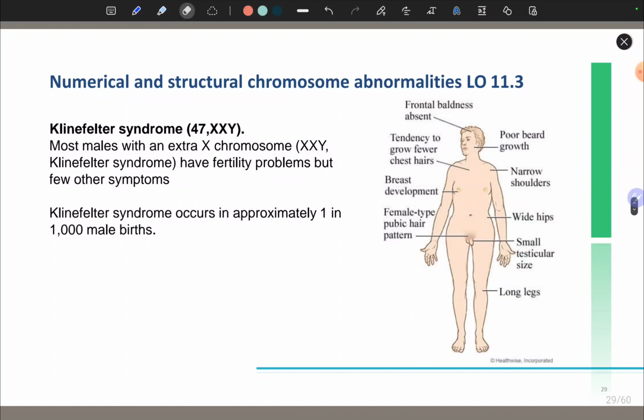Abnormalities in the extra chromosomes in the male, we call it the Klinefelter. This is one example. They are big guys, usually most males with extra chromosomes. Klinefelter have fertility problems, but few other syndromes. These are the problems usually. If you read the picture, you can find what are the abnormalities. So poor brain growth, small testicular size, female type pubic hair, long bones, so they are tall, and as you see, they have these abnormalities.